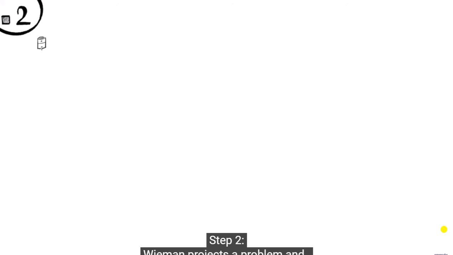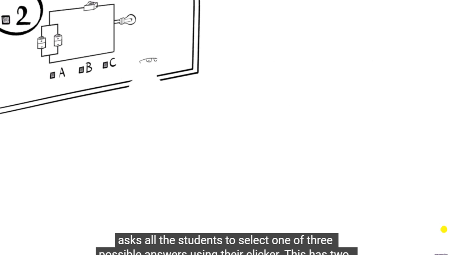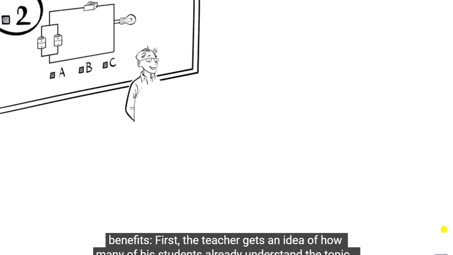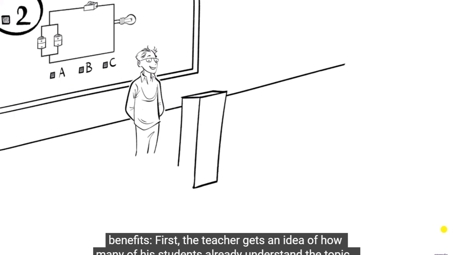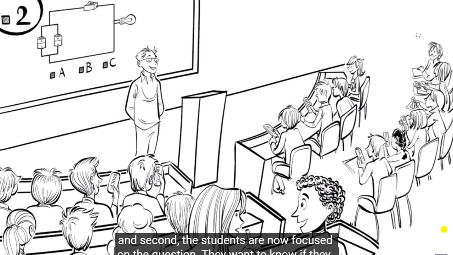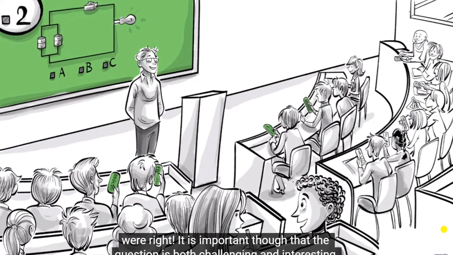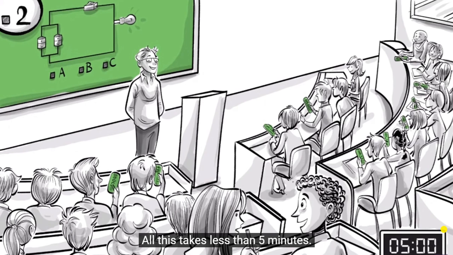Step 2. Wieman projects a problem and asks all the students to select one of 3 possible answers using their clicker. This has 2 benefits. First, the teacher gets an idea of how many of his students already understand the topic. And second, the students are now focused on the question. They want to know if they are right. It is important, though, that the question is both challenging and interesting. All this takes less than 5 minutes.